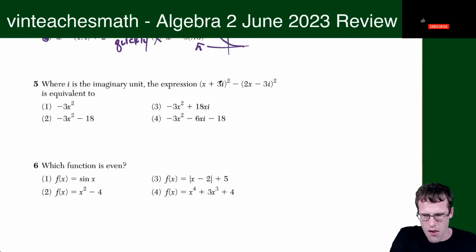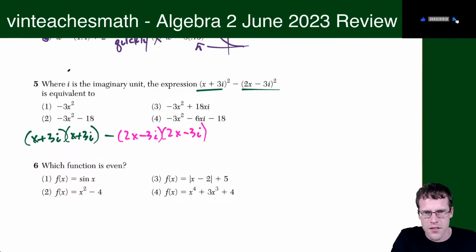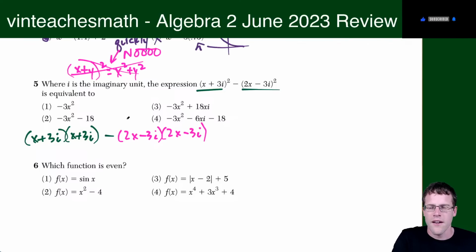This one, let's see. We have to just do this by brute force. Okay, so we've got x plus 3i times x plus 3i. And then minus, I'm going to change colors, 2x minus 3i times 2x minus 3i. So we have to know how to square a binomial. Please don't ever say this. I get this all the time. Don't say this. No, don't ever do that. Okay? Please don't ever say that. You actually have to expand it the painful way.